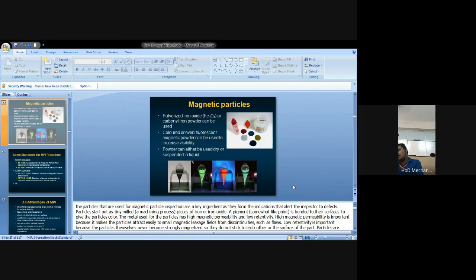Suppose the magnetic particles accumulate on the surface where the defect occurred, but we are not able to see it clearly. Here we use fluorescent magnetic powder. It can be used dry or suspended in liquid. It may be used as a dry powder or suspended in a liquid.